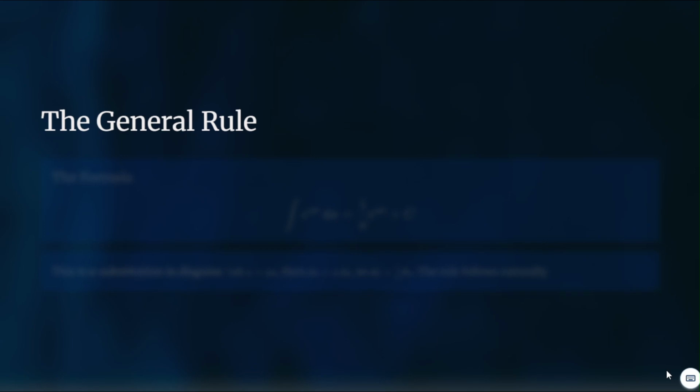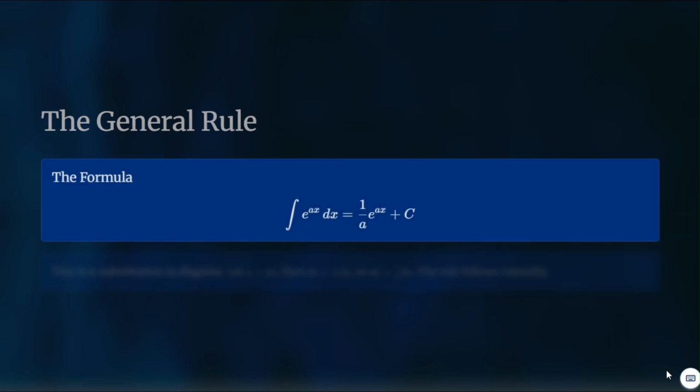Here's the general rule. The integral of e to the power ax dx is equal to 1 over a e to the power ax plus c. We'll divide by the derivative of the exponent. Since the coefficient a in the exponent comes down when differentiating, we compensate by dividing by a when integrating.